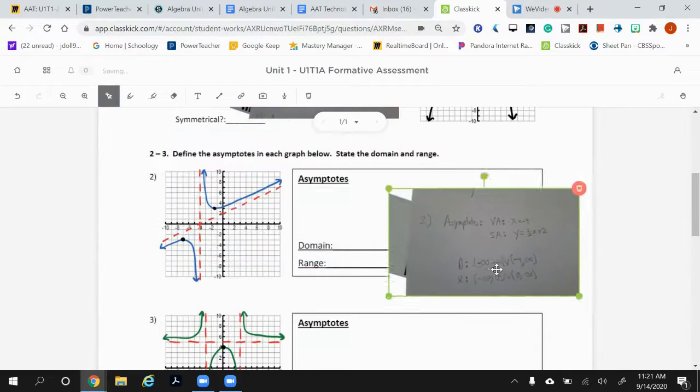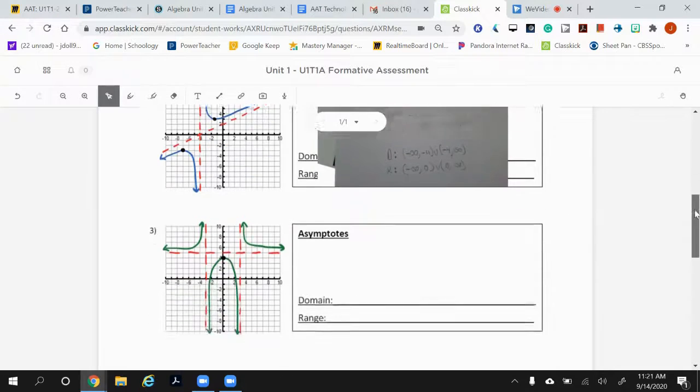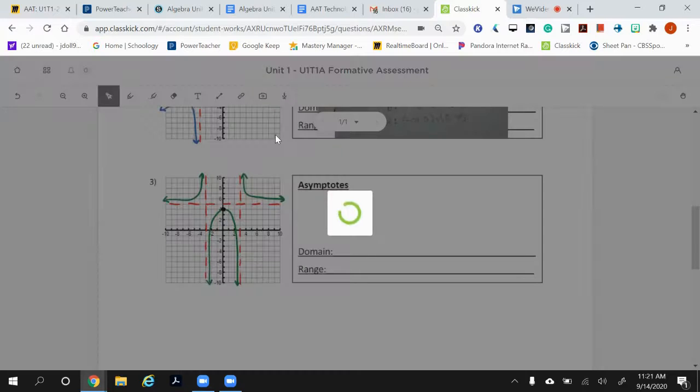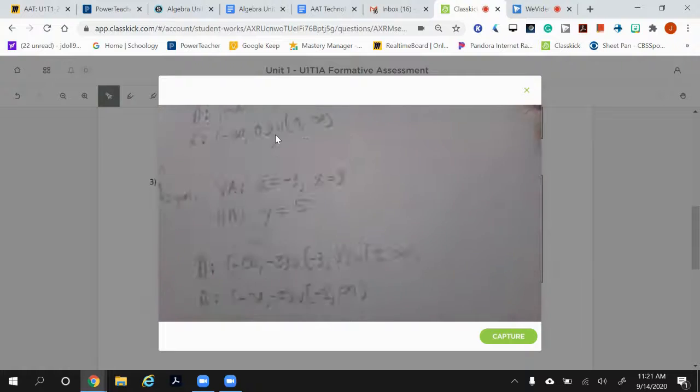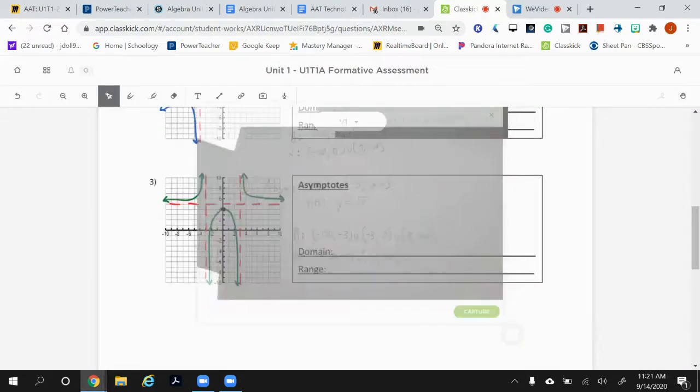And just in case you're wondering, I intentionally did not do all of these problems correctly so that if you were looking at them, you could compare to the answer key and self-grade there. But now I've got an answer for number 2. And last but not least, let's do number 3. So I'm holding my picture for number 3 right there and Capture.